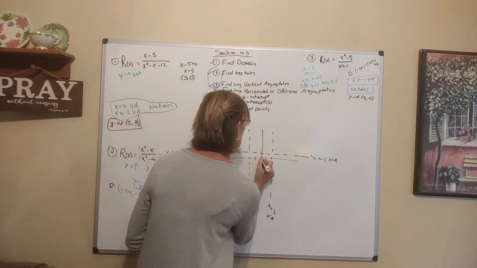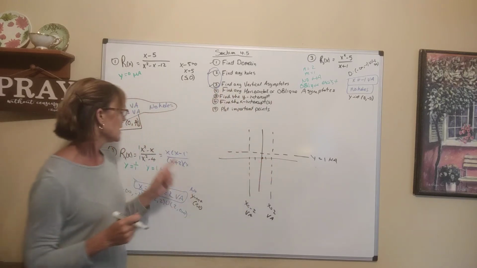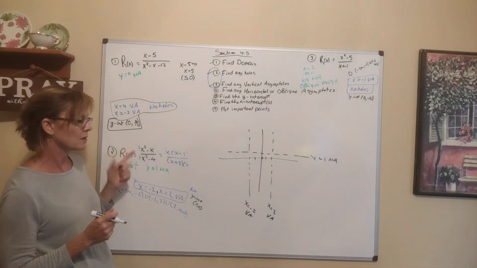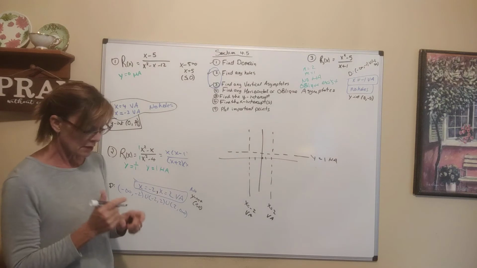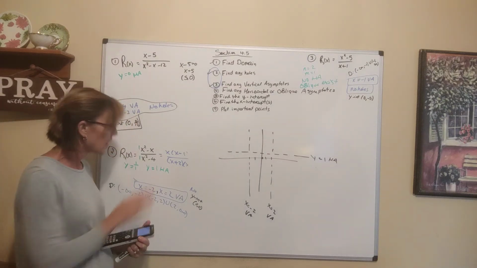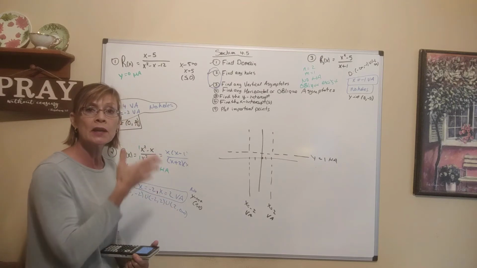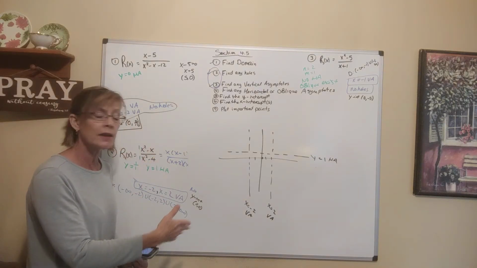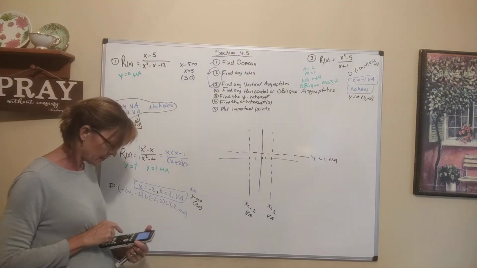So for this one, we find a y-intercept at 0, 0, right here. Turns out the x-intercept is also going to be at 0, 0. It's the same point. So we can put some points into our calculator, and just to save time, I'm not going to list them, but important points would be anything to the left or the right of asymptotes or intercepts.